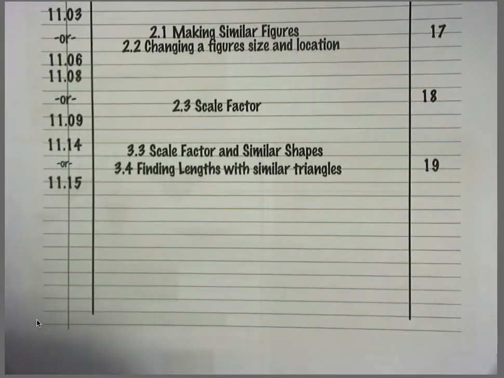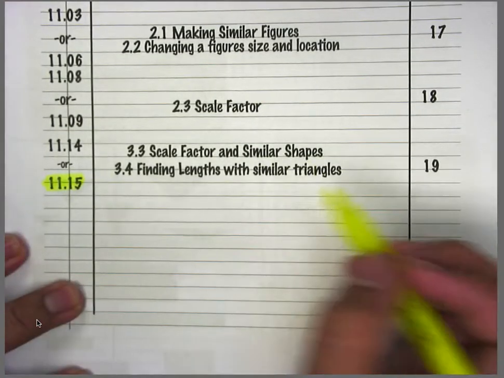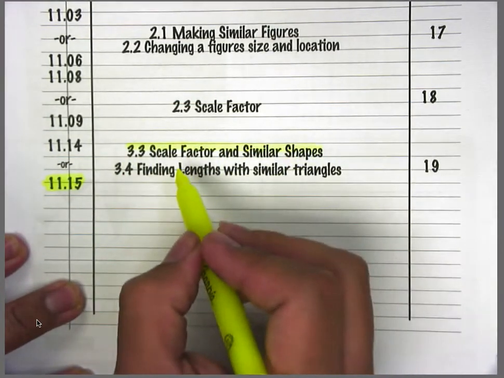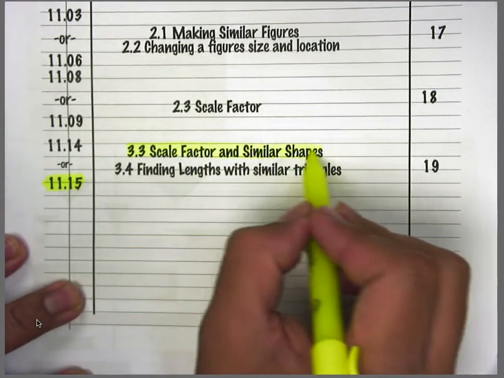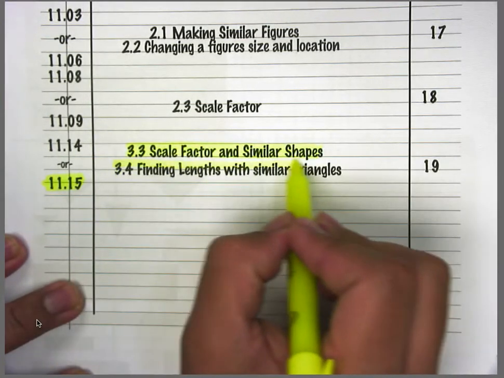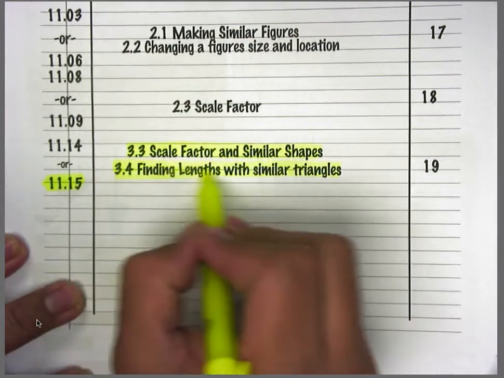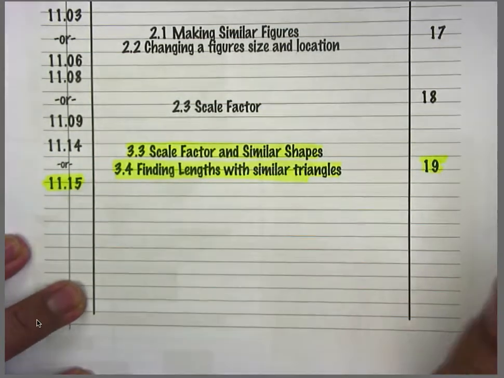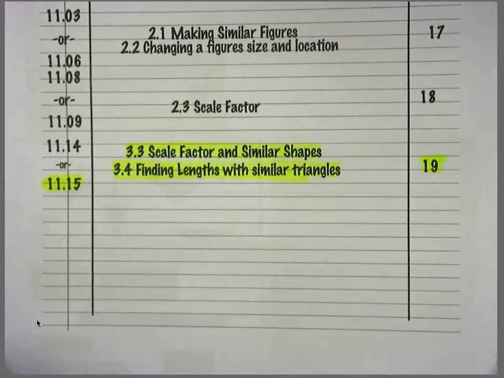So today is the 15th. So let's update your table of contents. And we are doing 3.3 similar factor, scale factor, and similar shapes. And 3.4 finding lengths with similar triangles. And we're on page 19. Okay, so update your table of contents.